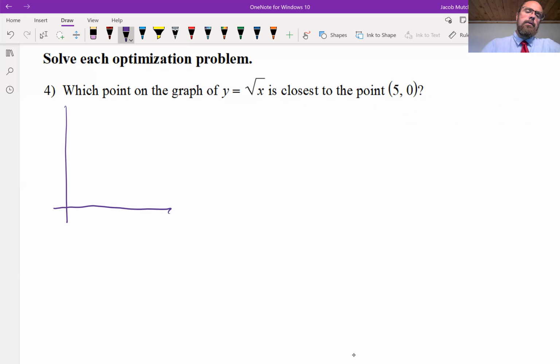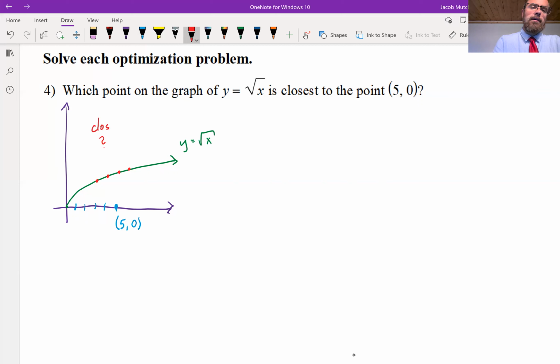This one is mathematical in nature, so I'm going to put the coordinate plane, and let me place this square root function. So that's the function y equals square root of x. I'm also going to place this point 5, 0. So 1, 2, 3, 4, and 5. And what we're asking is, what is the point that's the least distance from 5, 0 on this curve? So it's some point along that curve, and we're really asking which one is closest to the point 5, 0 there on the x-axis.